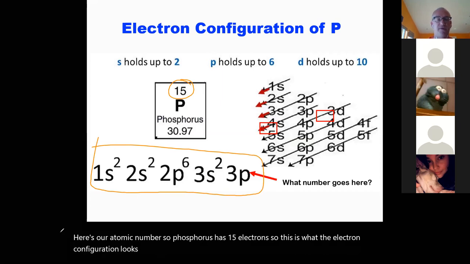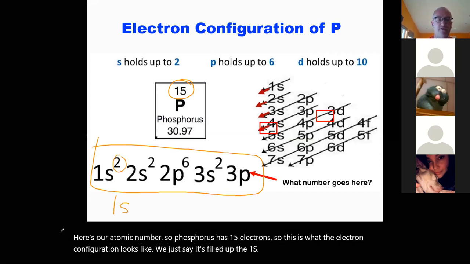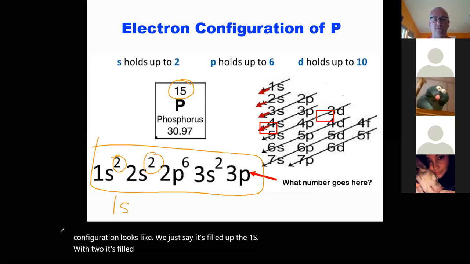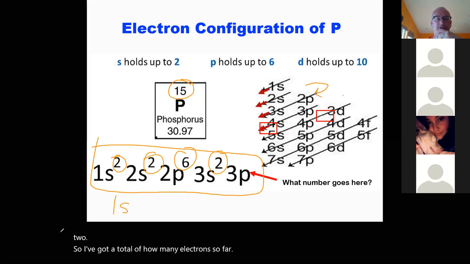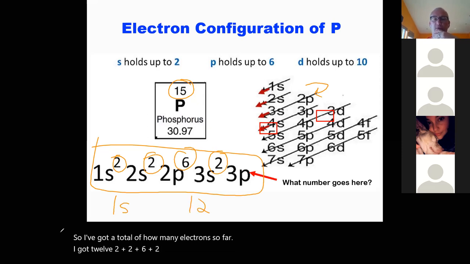We just say it's filled up the 1s with 2, it's filled up the 2s with 2, then it fills up 2p, so here's my 2p, that's 6, and then 3s has 2. So I've got a total of how many electrons so far? Yeah, I got 12. 2 plus 2 plus 6 plus 2 is 12. So what number goes here? 3. Yeah, so that would just be 3p3.